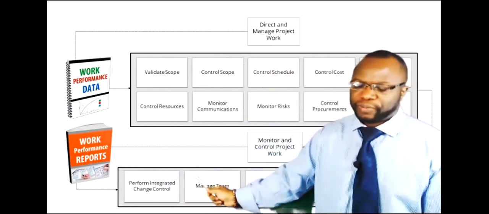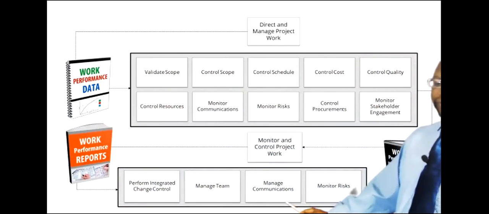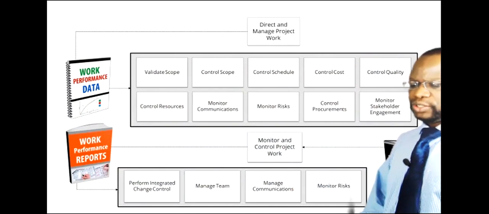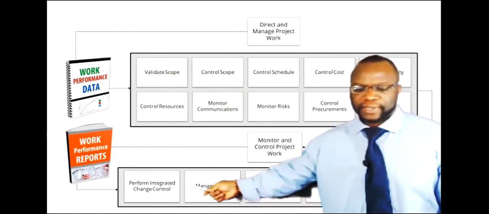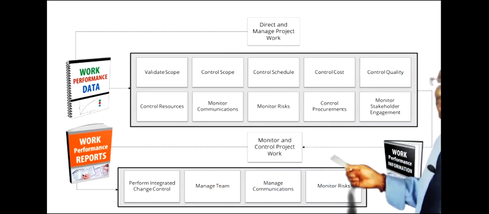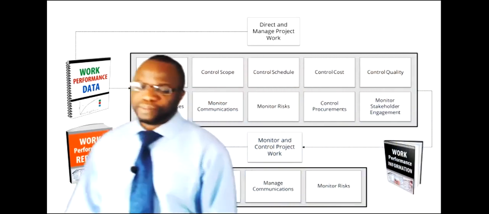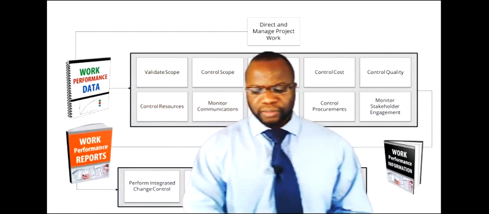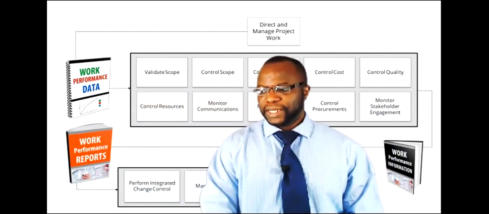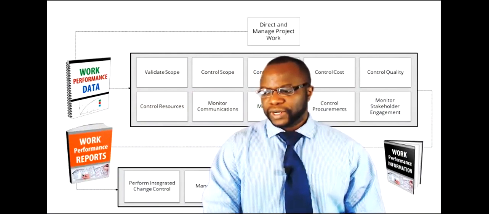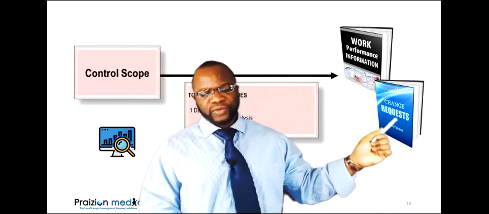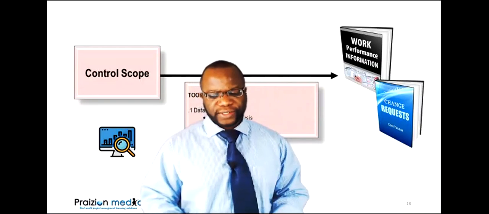And then work performance reports go to these four down here, 3 M's and a P: manage team, manage communications, monitor risk, and PICC. So if you have not mastered this, WPD becomes WPI, becomes WPR, you need to, because in control scope, it is very, very, very much needed. All right, so one more time, control scope is going to give you WPI and change requests, okay?